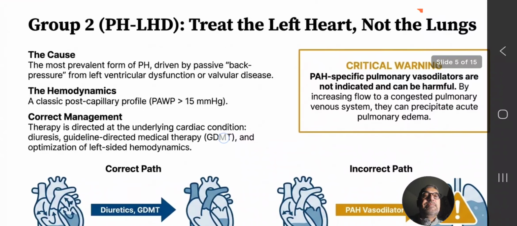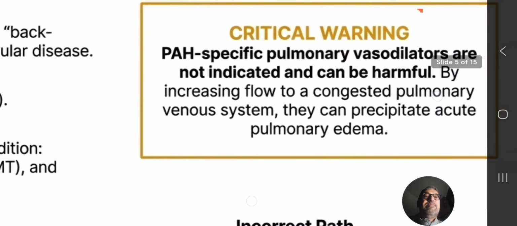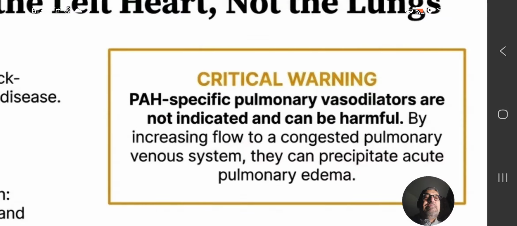Moving on to the common cause of pulmonary hypertension, left heart disease, also known as group 2. The cause is passive back pressure from left ventricular dysfunction or valvular disease. The profile is consistent with an elevated pulmonary capillary wedge pressure. Therapy is to treat the underlying cardiac condition: diuresis for heart failure, fix the valve problem, etc. It is critical not to use PAH-specific pulmonary vasodilators, as they can increase mortality.